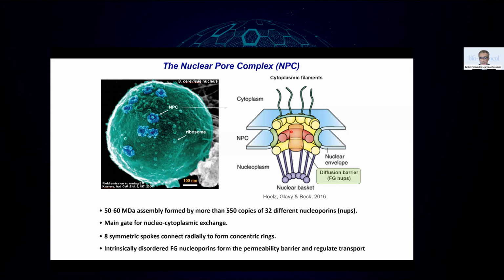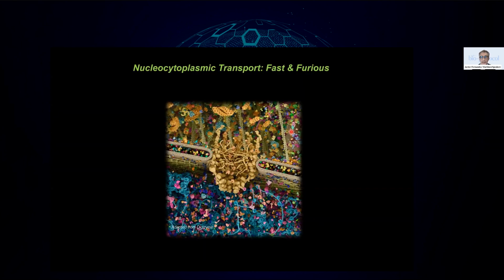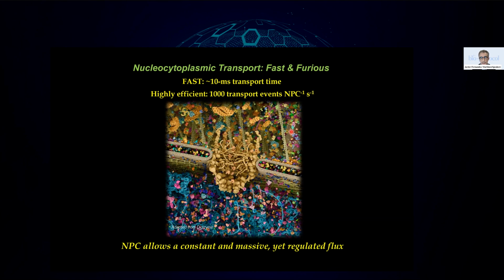And this type of nuclear transport is actually a very crowded environment because it is really, really fast. Each transport event, where a transfer factor takes a protein and gets it through the nuclear pore complex, takes a matter of milliseconds. And you can have close to 1,000 of these events per second per NPC. So this molecular machine is able to deal with a massive and constant flux, yet at the same time regulate that flux into what is specific and what is not. So it's a really remarkable system.